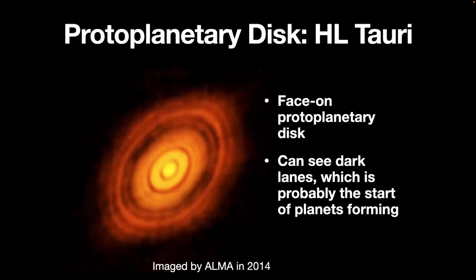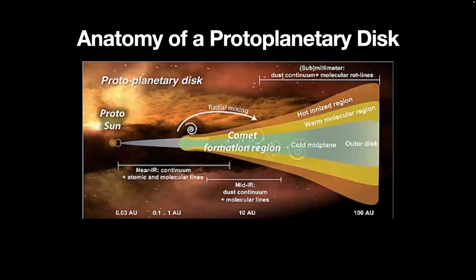Another very cool image of a protoplanetary disk is HL Tau. This is in the radio, so it is nowhere near what we would see with our eyes, but it's pretty much what we would expect to see. It's got a bright center, probably a star at this point, and dark lanes in the disk where we expect planets to be forming or maybe have already formed.